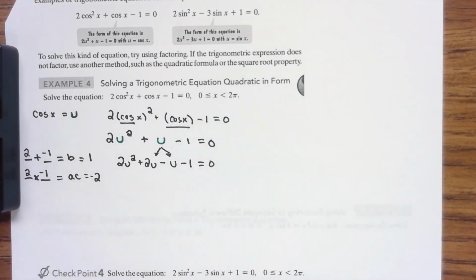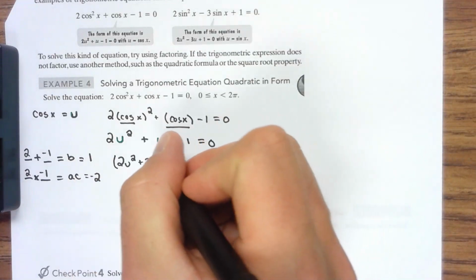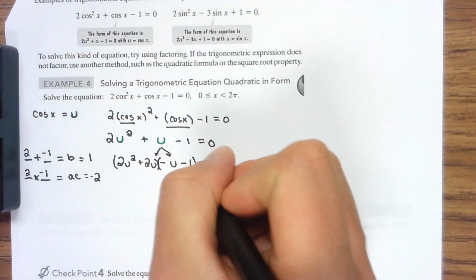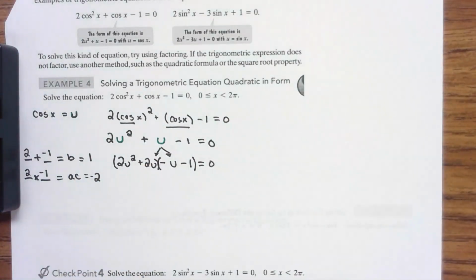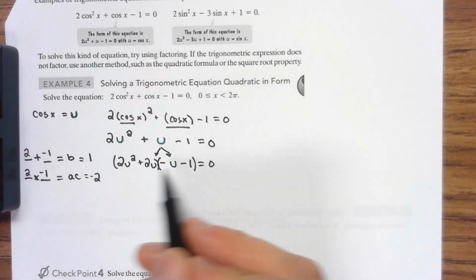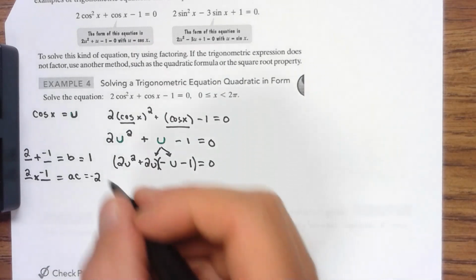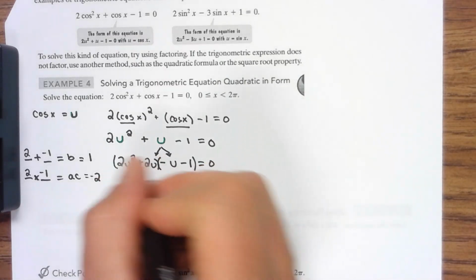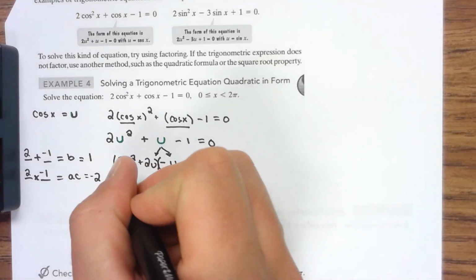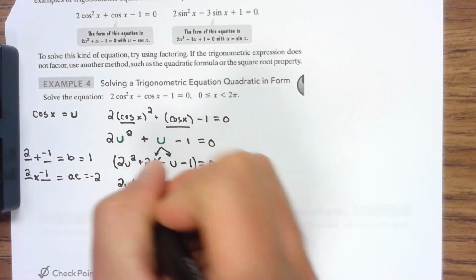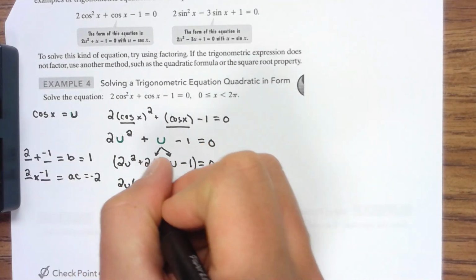And now this is where we're going to do the grouping. So the first two terms get grouped together, and then the last two terms get grouped together. Our task is to take out a greatest common factor in both groupings, and hopefully we get a common factor to show up. So in this first group, I'm recognizing that they both have a 2u, so I'm going to factor that out, making it 2u times u plus 1.